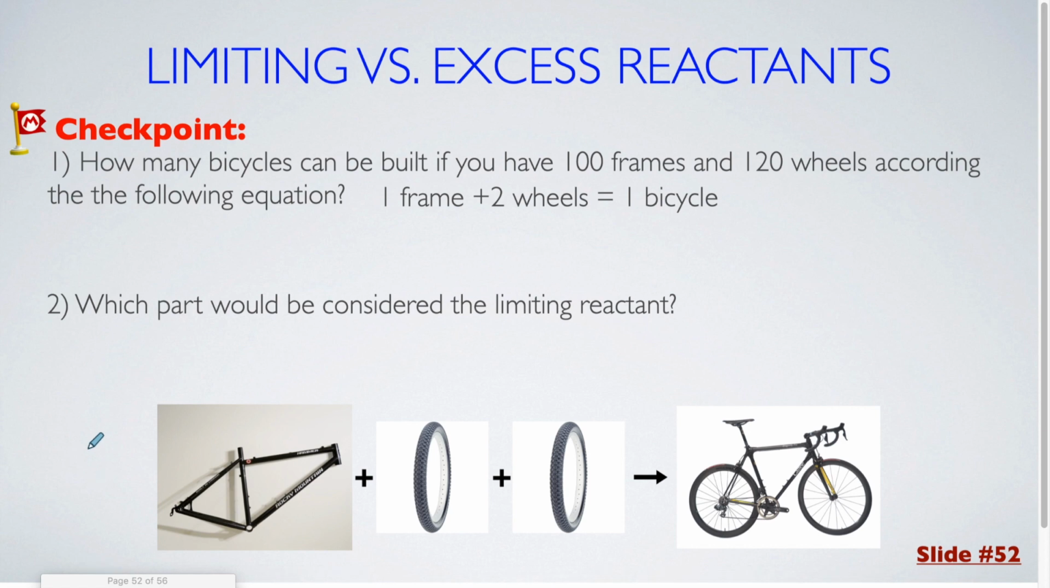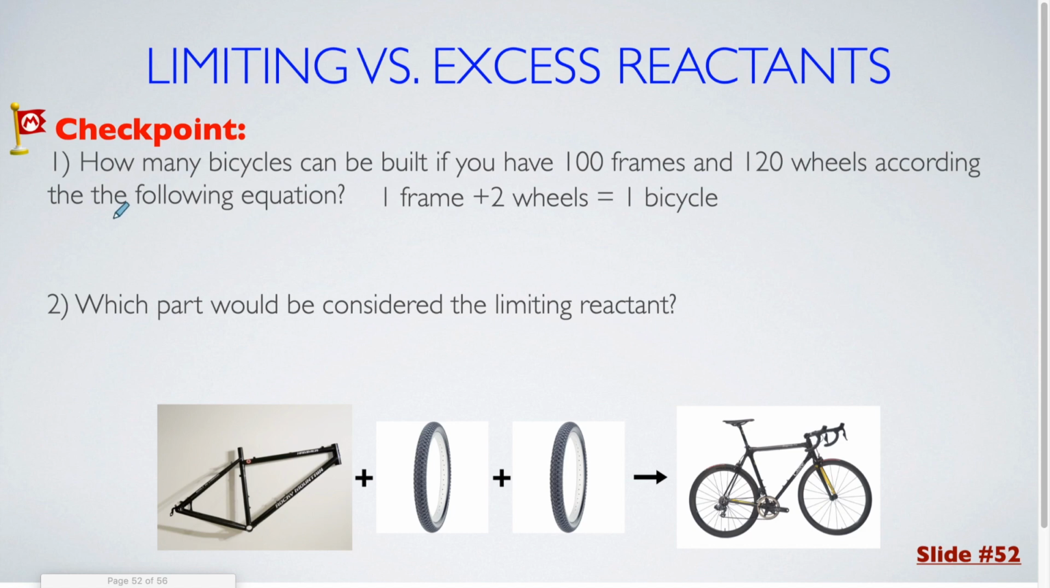In our checkpoint example, we are trying to figure out how many bicycles can be built based on our number of ingredients and also what the limiting reactant would be. So you can consider this kind of like a chemical equation. We know that in order to make a bicycle, you need 1 frame and 2 wheels in order to make that one bicycle. Now, the way you should think about this is if you had one of your ingredients and more than enough of the other, how many finished products could you make?